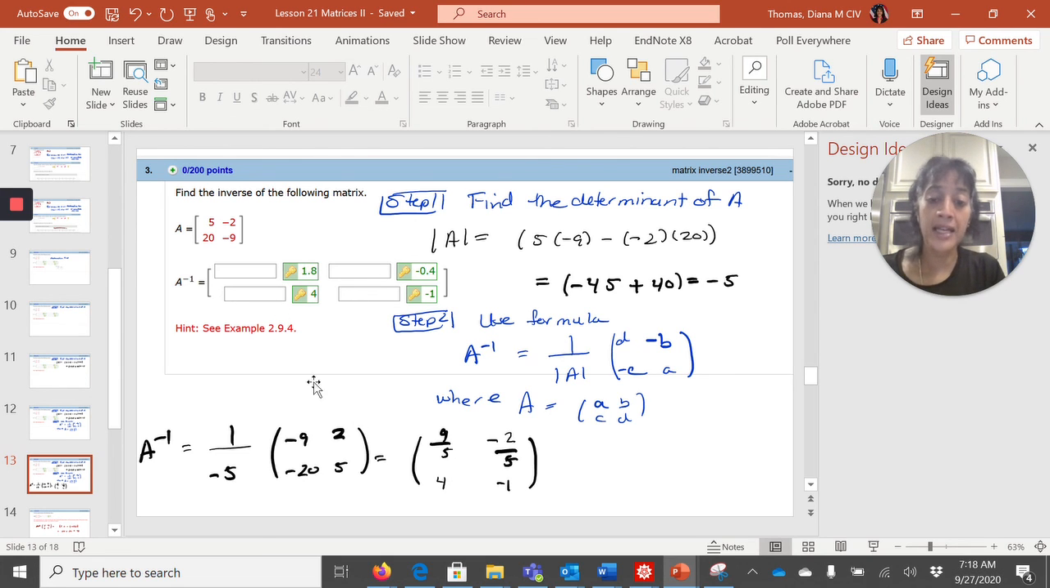And you can enter this in fraction form and it will still be correct. So you don't have to have decimals. And that's how to do it by hand.